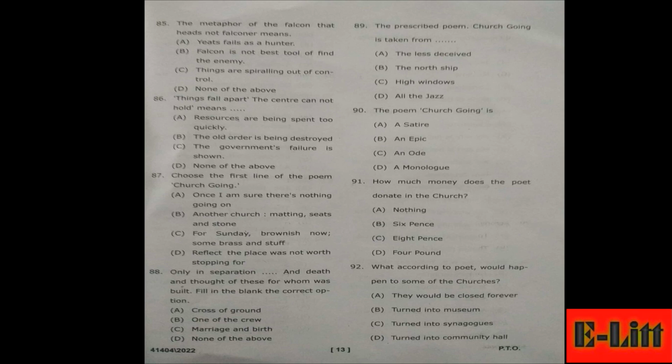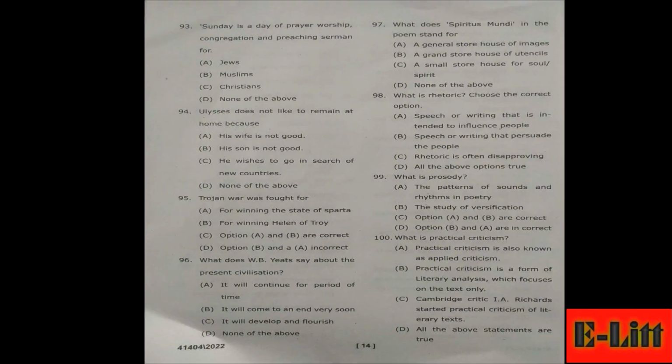The poem Church Going is a monologue. How much money does the poet donate in the church? The right answer is 6 pence. Option B. What according to poet would happen to some of the churches? The correct answer is they would be turned into museum. Next one. Sunday is a day of prayer, worship, congregation and preaching sermon for Christians. Option C is right. Ulysses doesn't like to remain at home because he wishes to go in search of new countries. C option is the right one, friends.